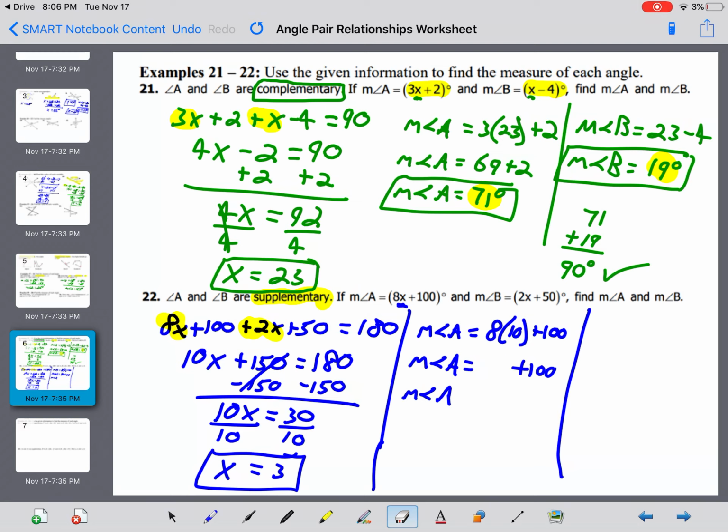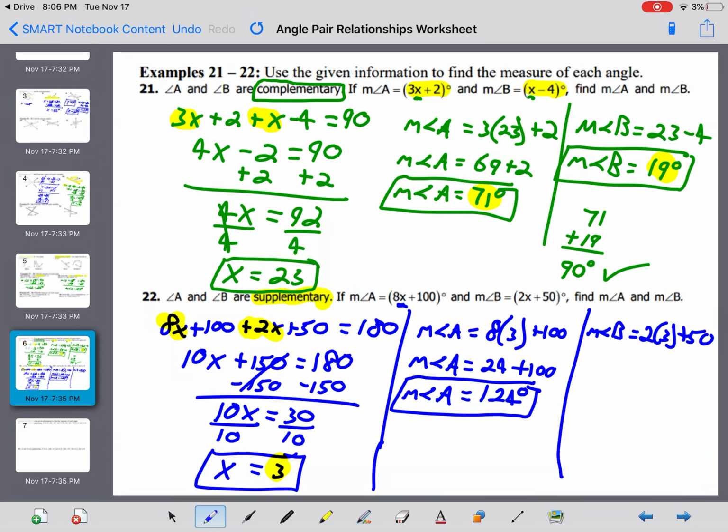Ooh, 80. Look at what I'm doing. This is not 8 times 10, guys. Big mistake here. It's 8 times 3. X is 3. 8 times 3 is 24 plus 100, so the measure of angle A is 124 degrees. The measure of angle B is equal to 2 times 3 plus 50. 2 times 3 is 6 plus 50. And the measure of angle B is 62.